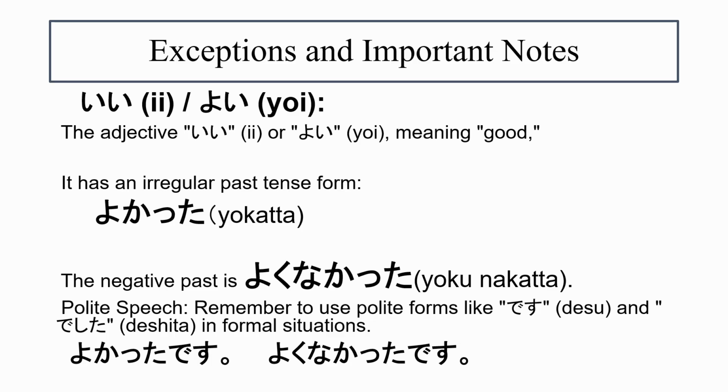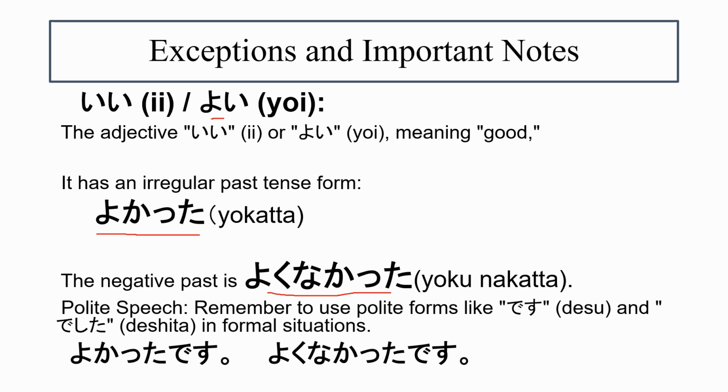So remember, いい becomes よかった, and よくなかった is the negative past tense. The adjective いい is an exception, so be careful and try to remember these forms. The adjectives いい or 良い mean good. It has an irregular past tense form. So よかった. The negative past is よくなかった.